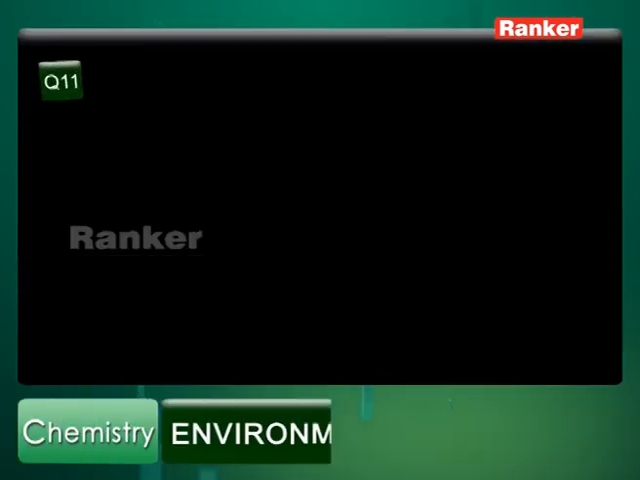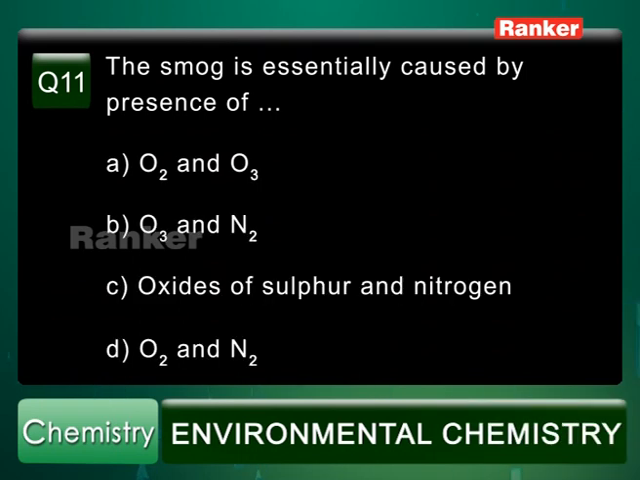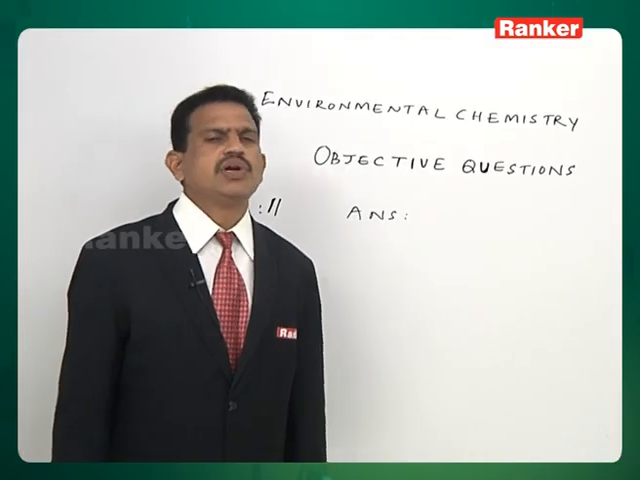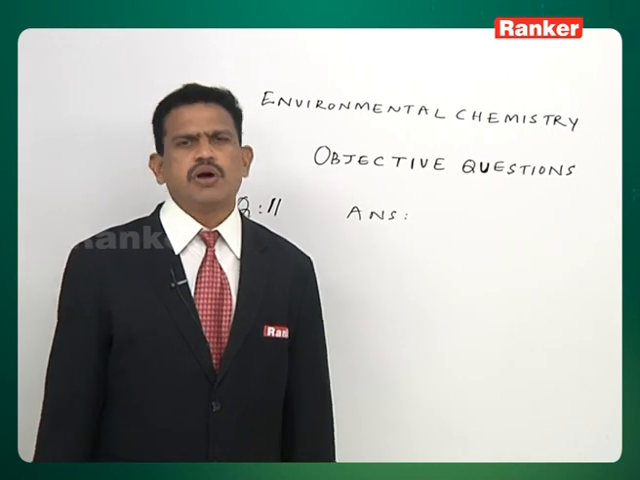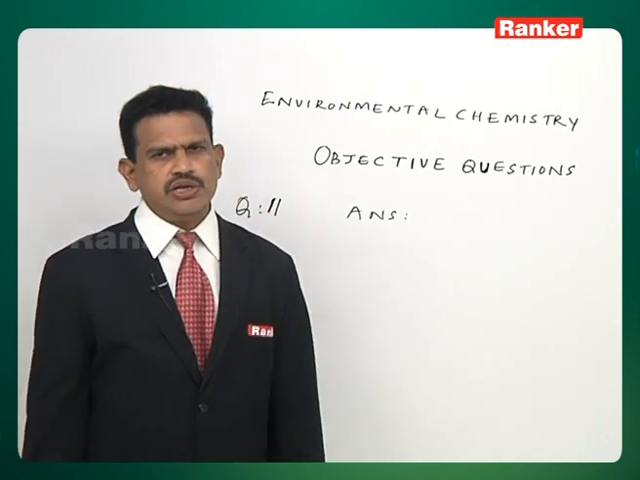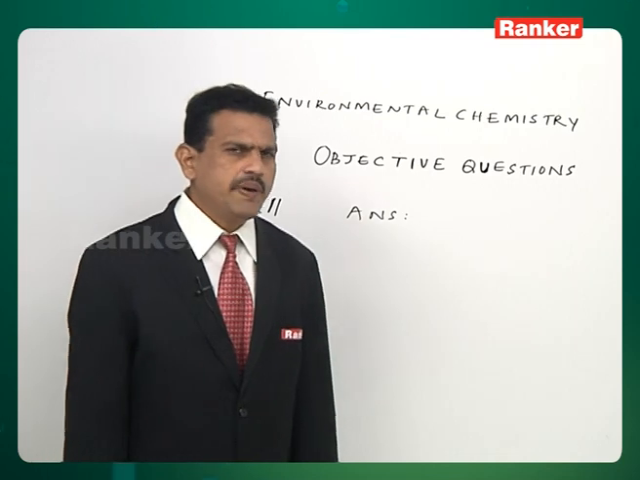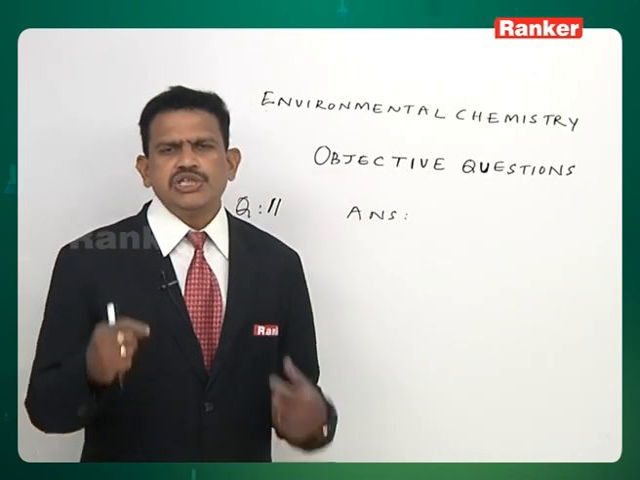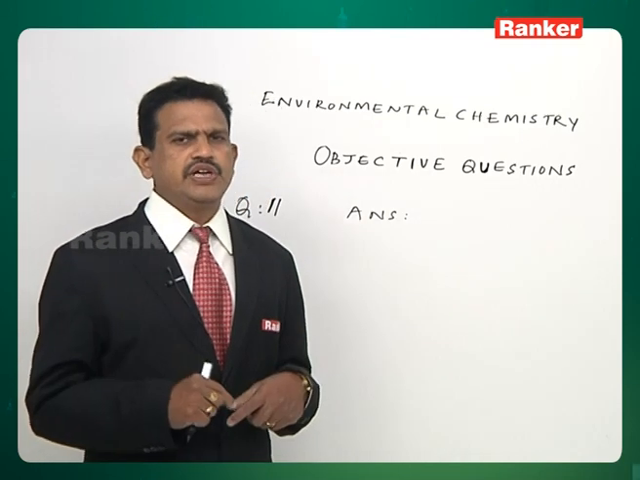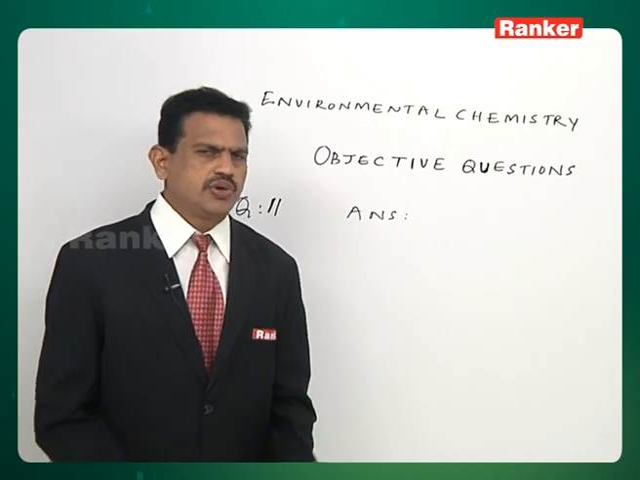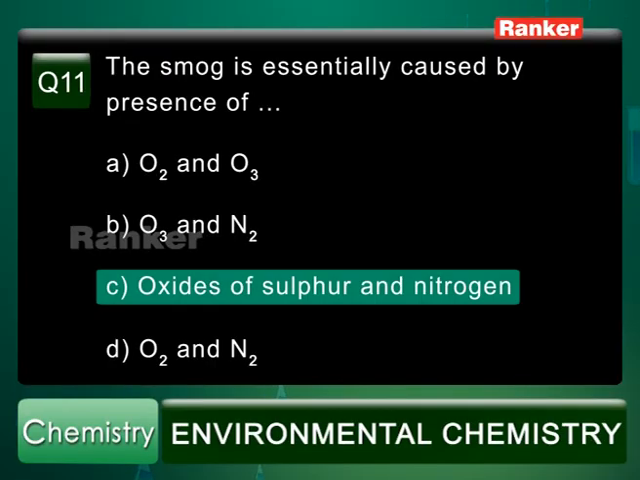Question 11. The smog is essentially caused by the presence of option A O2 and ozone, B ozone and N2, C oxides of sulfur and nitrogen, D O2 and N2. What is smog? Smoke plus fog is equal to smog. The combination of smoke and fog is called smog. This is what we have discussed in the theory part. Now smog is essentially because of oxides of sulfur SO2, SO3 and even nitrogen oxides. So we can go for option C. So for the 11th one, the option is C.